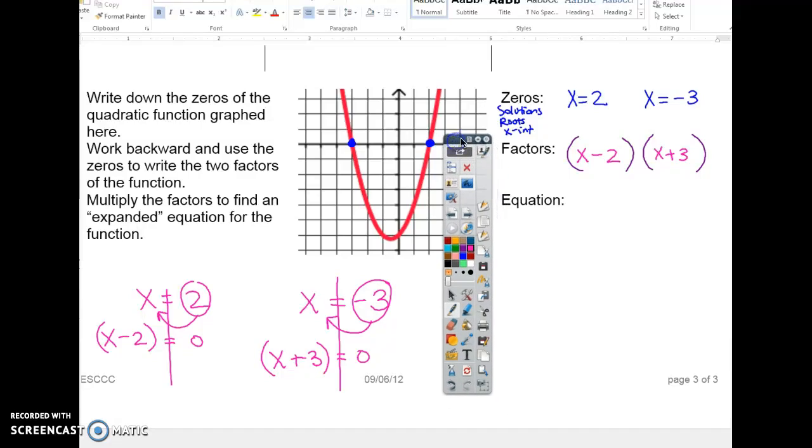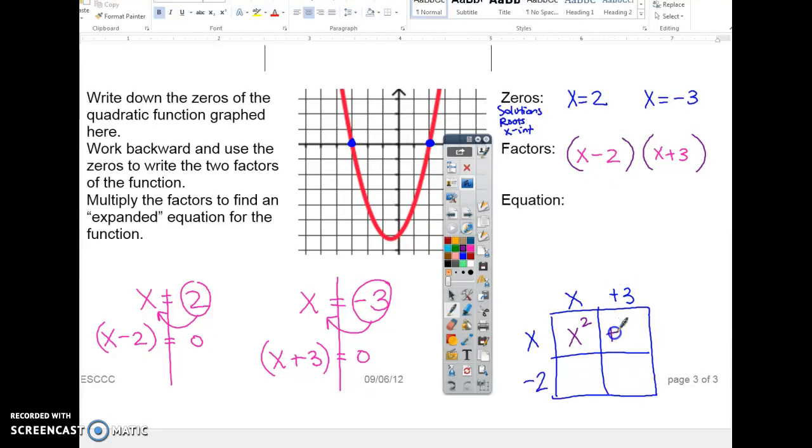Okay? And then the last thing I need to do is write it as an equation. So in order to write it as a quadratic equation, you have to multiply the factors. So remember, we do the box. And we multiply them. X minus 2 times x plus 3. X times x is x squared. X times 3 is positive 3x. X times negative 2 is negative 2x. And negative 2 times 3 is a negative 6.